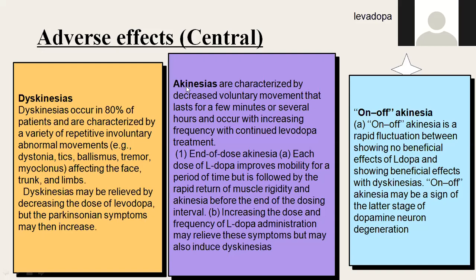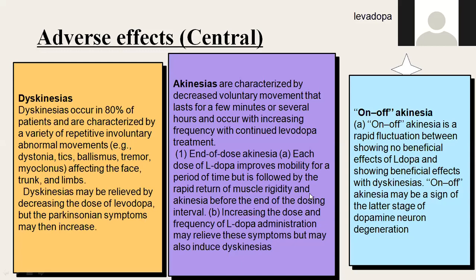Now the second effect is akinesia. These are all the adverse effects. Akinesia is characterized by decreased voluntary movement that lasts for a few minutes or several hours. We have two types of akinesia. First of all, we have end of dose akinesia, or you can also say on and off akinesia. What is end of dose akinesia? Each dose of levodopa improves mobility for a period of time, but is followed by rapid return of muscle immobility.